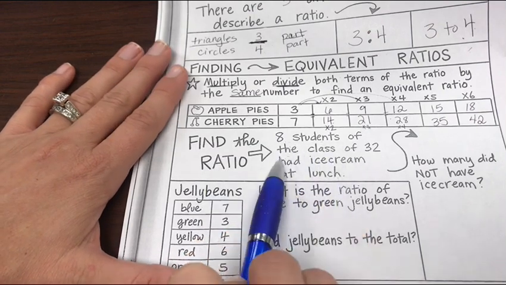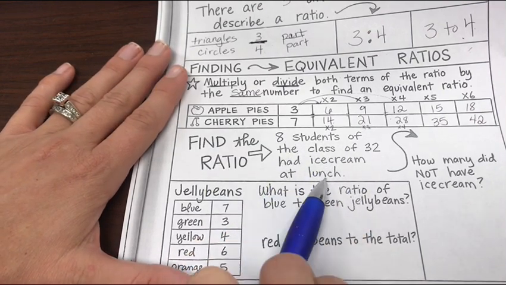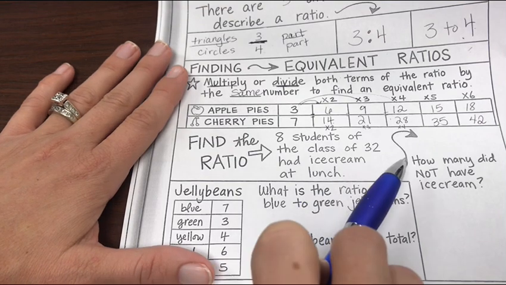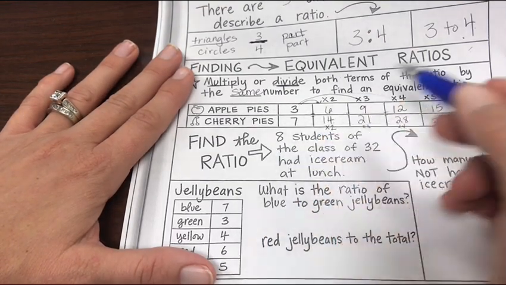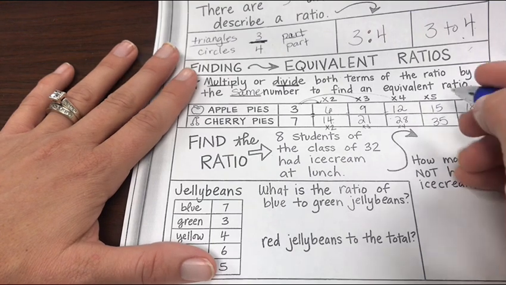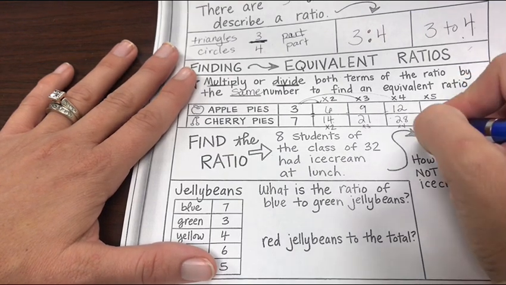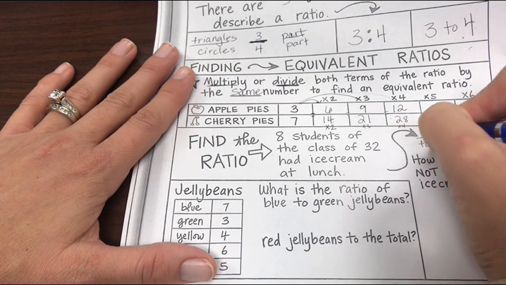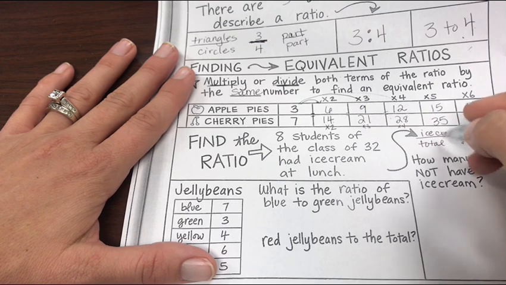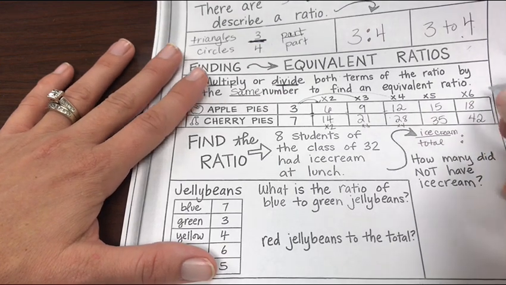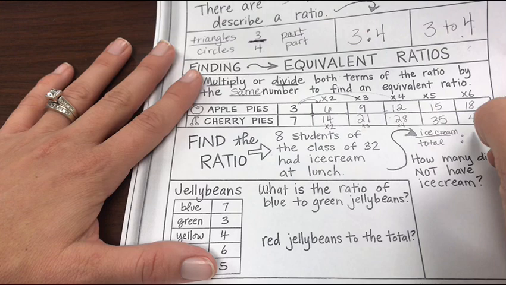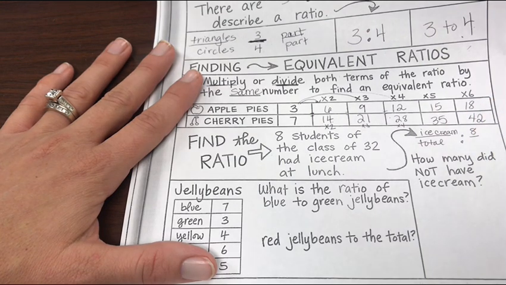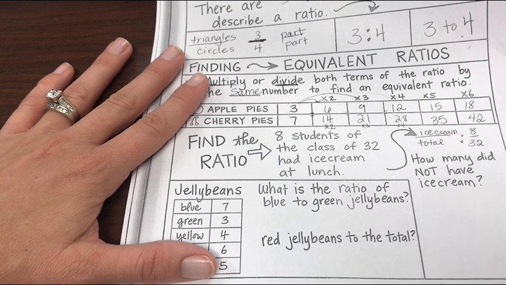It says 8 students of the class of 32 had ice cream for lunch. So it asks, we're going to find the ratio of students that had ice cream to total students. Those are the two numbers they gave me. And I'm going to pretend they asked us ice cream to the total. So we have ice cream, 8 people had ice cream out of a total of 32. So 8 out of 32 had ice cream.